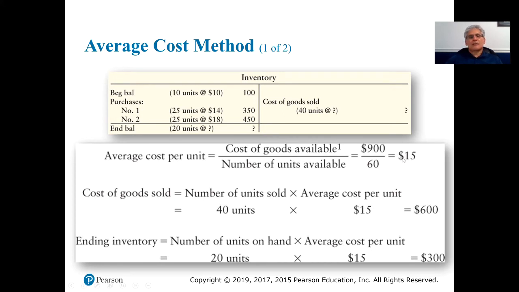At this point in time, we just need to know how many units were sold and how many units are still in inventory. Well, we know 40 units were sold. So we're going to take 40 units and multiply it by the $15. $15 times the 40 units gives us $600. That becomes our cost of goods sold. Our ending inventory, well, is the remaining units, 20 times the 15, and that gives us $300.